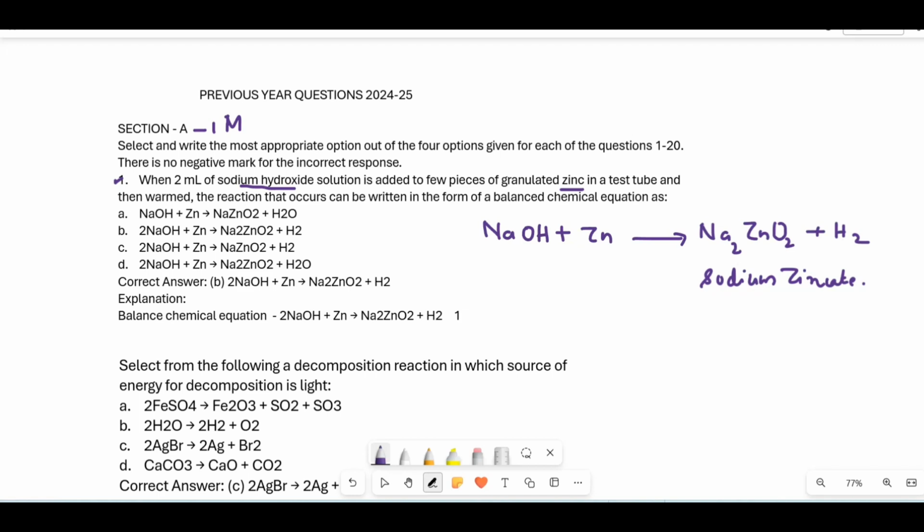So here the correct option is given: NaOH plus Zn will give you Na2ZnO2 plus H2. So the correct answer is option B.